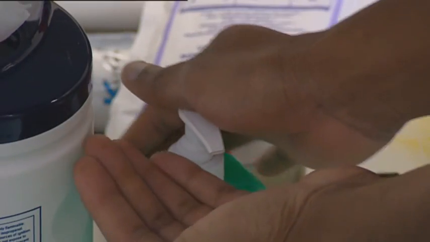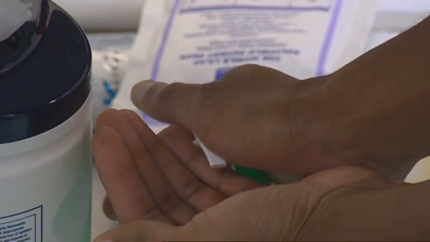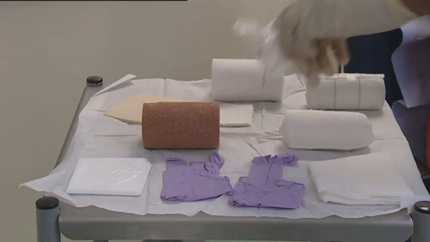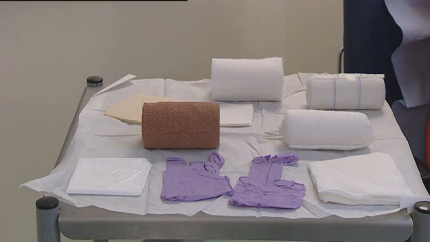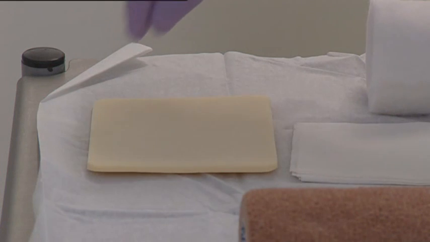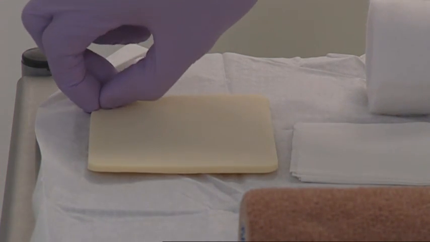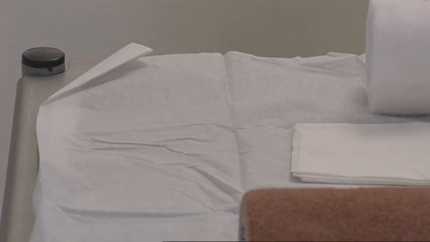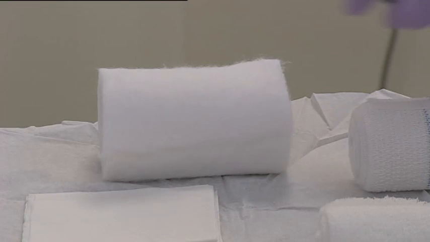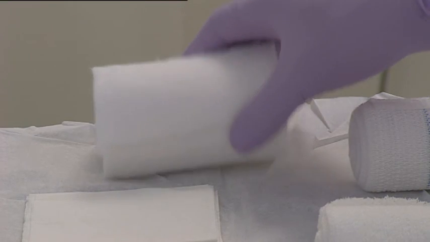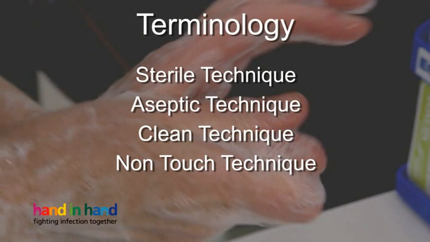Aseptic non-touch technique is a best practice procedure that's been endorsed by the Department of Health and the Infection Prevention Society. It tackles the risk of transmitting microorganisms from one area of a patient to another vulnerable area, and it helps prevent the spread of infection from healthcare workers to patients, either directly or through contaminated surfaces.